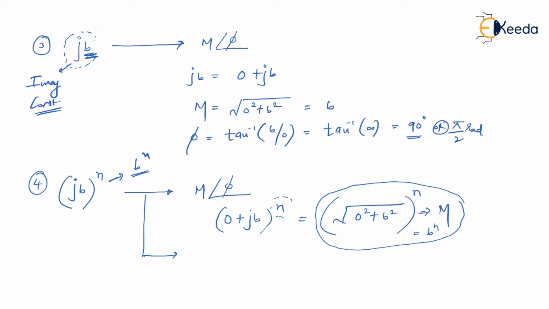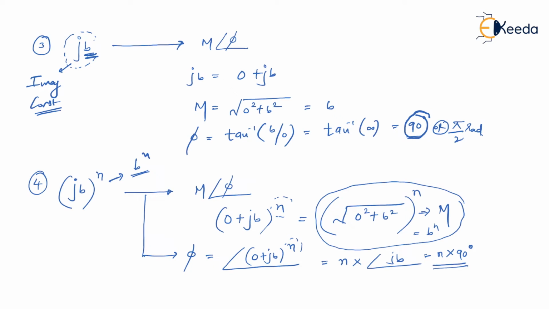And next, if I want to now calculate the phase angle, then it is actually the angle of 0 plus JB to the power n. Whenever you have such a quantity, take this n first and then multiply the angle of JB. So tell me, what is the angle of JB? You know that whenever there is an imaginary constant, the phase contribution is always 90 degree, yes or no? So this is simply n times 90 degree. I'm sure you understood this.